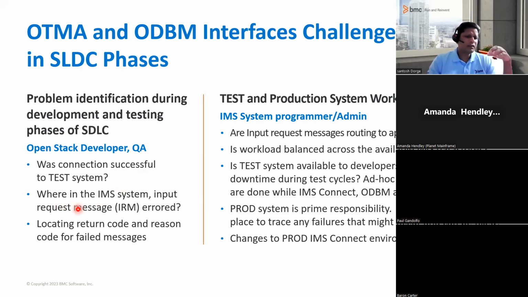So another challenge is where in the IMS system an input message request error occurs. One would need to know where the error has occurred so they can rectify it, and then locate the return codes and reason codes for the failed messages. These kinds of challenges can be resolved using BMC AMI Energizer for IMS Connect. Again, these are the challenges for the OpenStack developers and QAs.